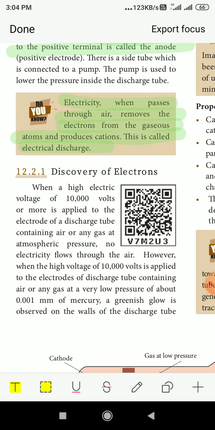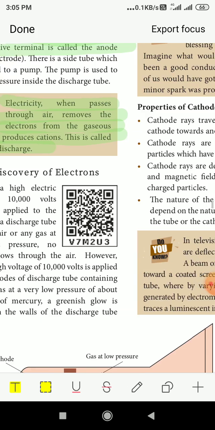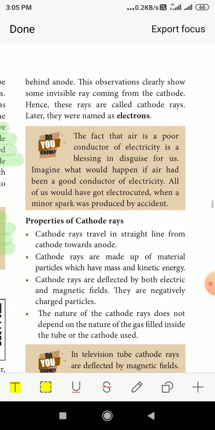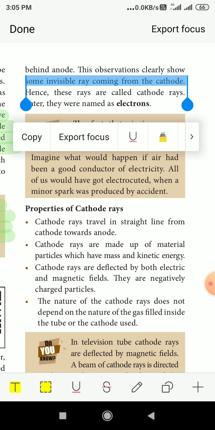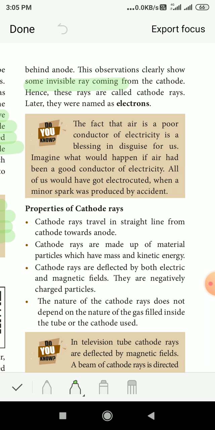So, in that discharge tube containing air or any gas at a lower pressure of about 0.001 mm of mercury, a greenish glow is observed in the walls of the discharge tube. When the electricity is passed, a greenish glow, a small light, is visible inside that discharge tube. This observation clearly shows that some invisible rays are coming from the cathode. Hence, these rays are called cathode rays. Later, they were named electrons.